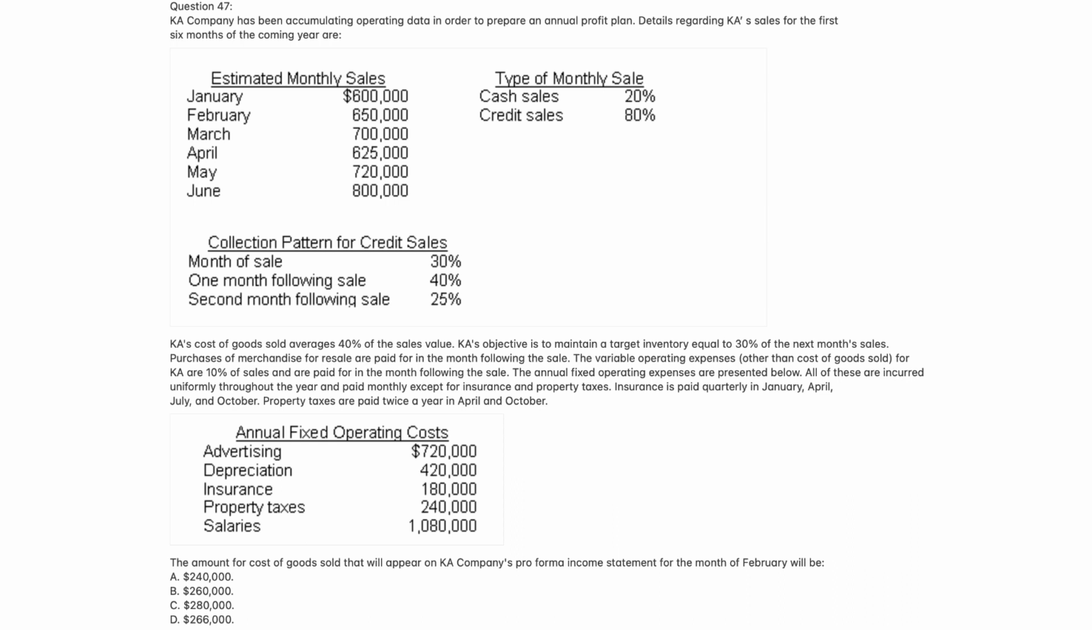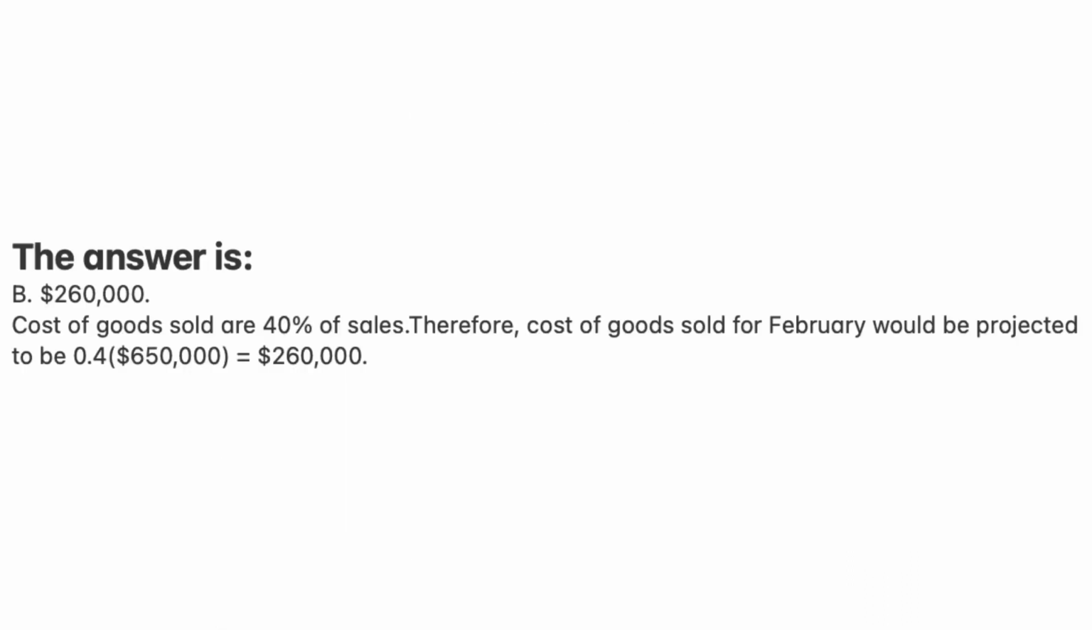The amount for cost of goods sold that will appear on KA Company's pro forma income statement for the month of February will be A. $240,000, B. $260,000, C. $280,000, D. $266,000. The answer is B.